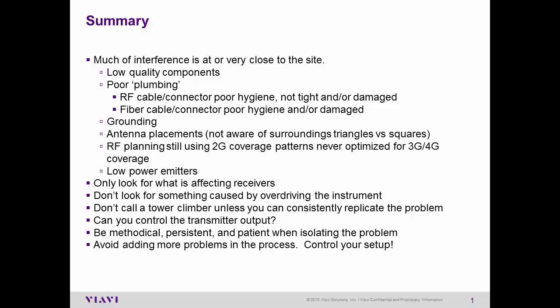antenna placements, not being aware of surroundings, triangles versus squares. RF planning still using 2G coverage patterns that were never optimized for 3G, 4G coverage. Trust me, I've heard enough people say that they're still using antennas from 15 years ago that were originally put in place for GSM and may not have even gotten down-tilted when they started deploying 3G, 4G technology. If they weren't down-tilted and they're still spewing out to an adjacent site that has the same frequency, this can be a problem.